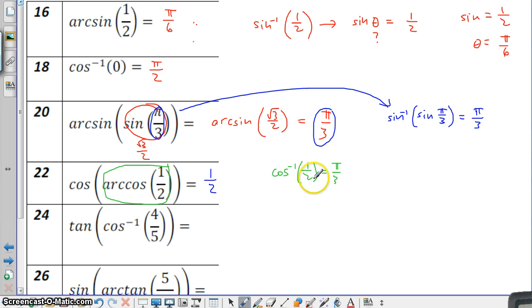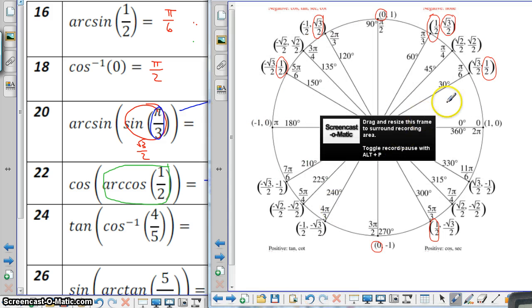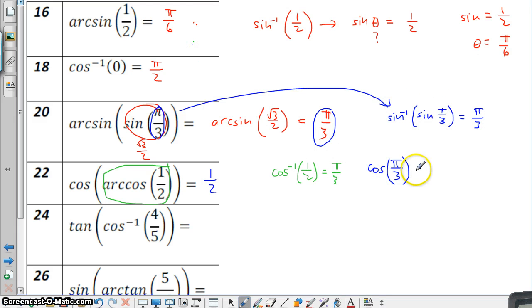And then what I end up doing is I replace this, so then it would be cosine of pi/3. And then I would go back to this, go to pi/3, take the cosine of that, and I get 1/2, which is exactly what I had started with. So another example of cosine and inverse cosine canceling each other out because they're inverses.